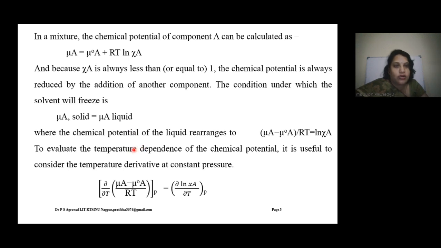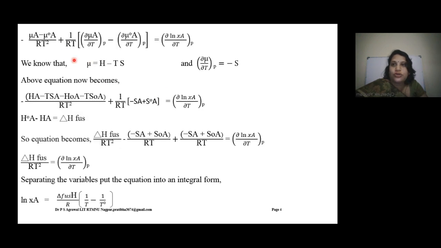Now, to evaluate the temperature dependence of the chemical potential, it is useful to consider the temperature derivative at constant pressure. We will see its derivative at constant pressure. So we will get these terms when we differentiate it with respect to T at constant P. Now we also know that mu is equal to H minus TS. Mu is G, no? So del mu by del T is minus delta S. So in this equation, we will keep the values as HA minus TSA, H0A minus TS0A, like this. So replacing the terms, we get this one.